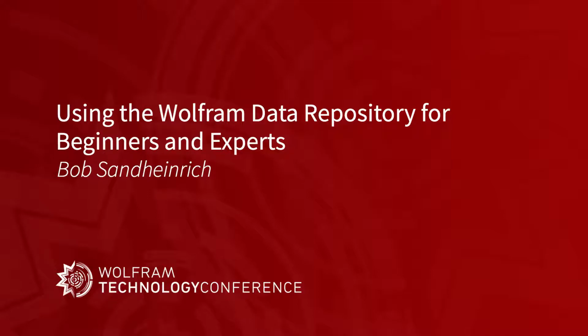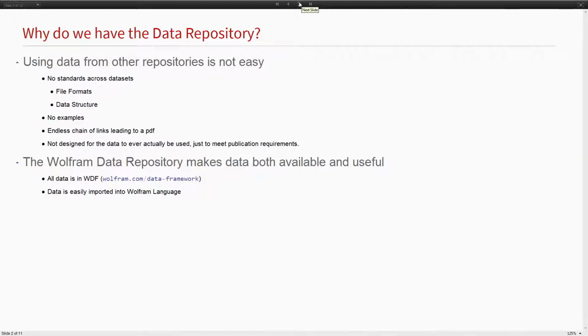Oftentimes there's inconsistent file formats between data sets. The data is not structured in a consistent way between data sets or even within a data set. There's no documentation about how to use it or examples of using it. In the worst case scenario, you just have a web page with links to another web page with links to another web page with links, and then eventually there's a PDF with a graph in it. And how are you supposed to do anything with that?